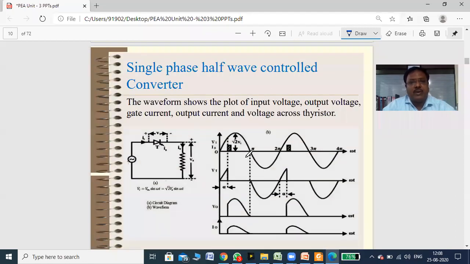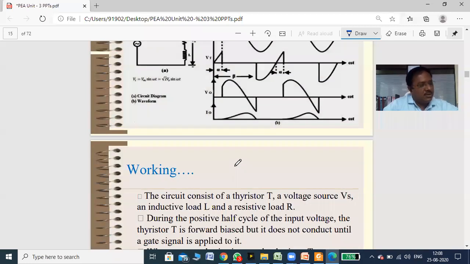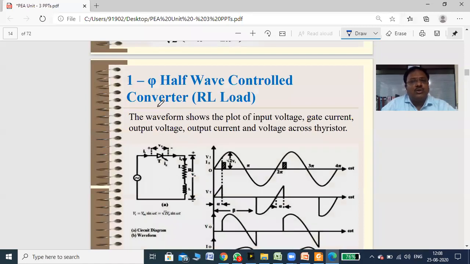So this is an inductive load. So this is a single phase half controlled converter for RL load.